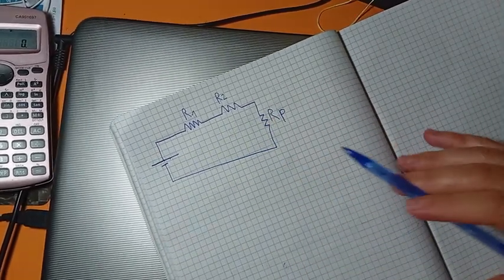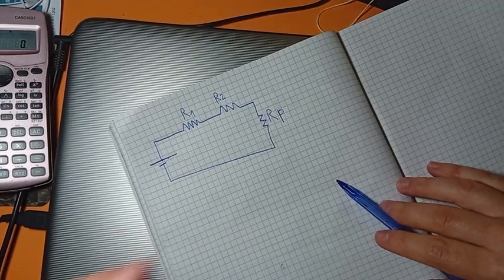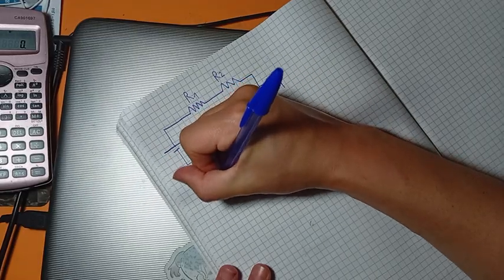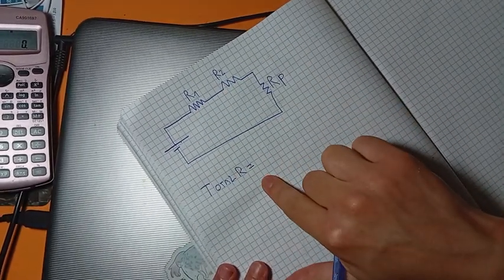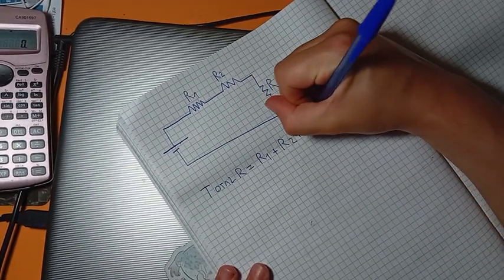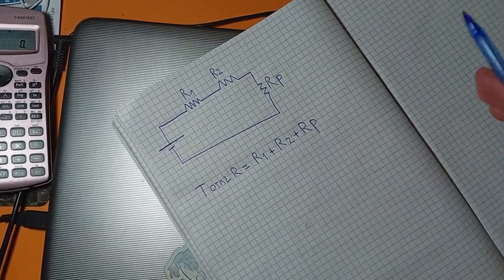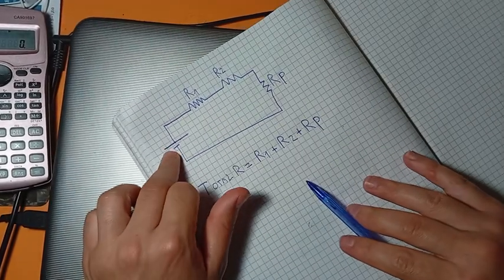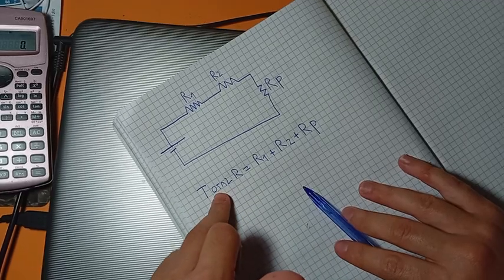So now how do I calculate the total resistance? Well, now I just have 1, 2, 3 resistors in series configuration, so I just have to do the total resistance is equal to R1 plus R2 plus RP. Okay, and I'll have my total resistance in this way. If I want to calculate the current, I just have to do this: voltage divided by the total R.